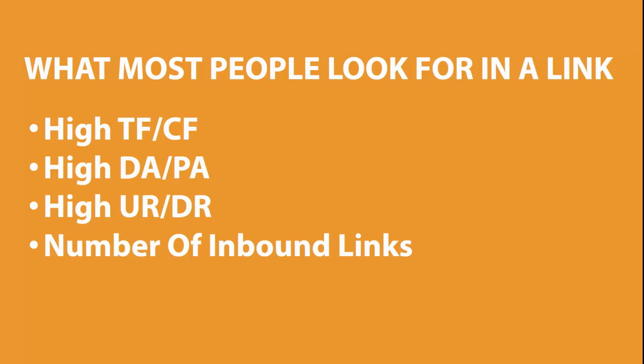So for any discussion of what makes a good link, we first need to talk about what most people look for in a link and why that's not necessarily what you want. So the first thing that people look for are metrics. So they want either high Trust Flow and Citation Flow. Those are metrics from a tool called Majestic. They want high DA or PA. Those stand for Domain Authority and Page Authority. Those are metrics from Moz. And then they want either high UR and DR, which stand for URL Rating and Domain Rating, which are metrics from Ahrefs. Those are all great barometers of how good a link is, but they're just a calculation that particular piece of software has come up with.